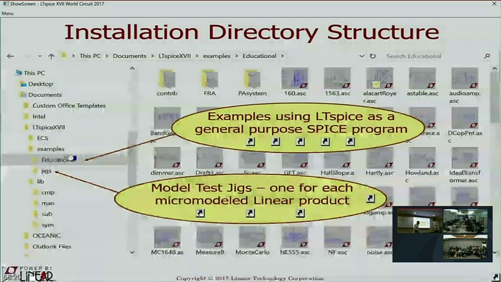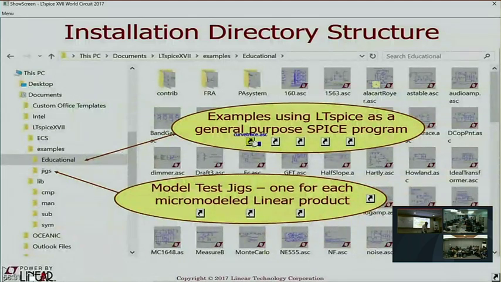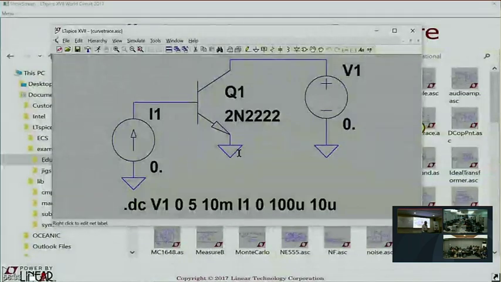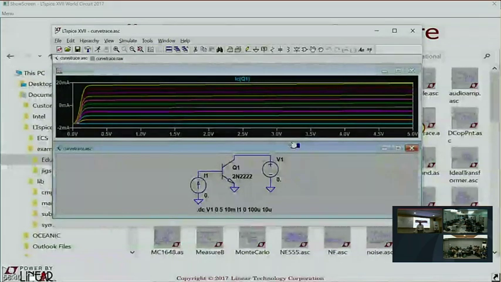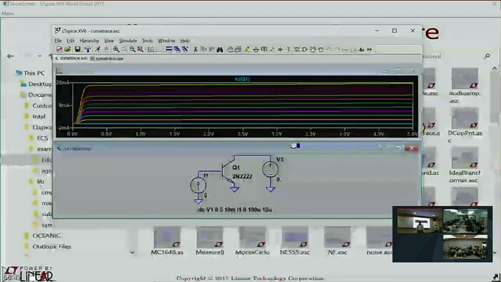Some of them are very simple, like there's one called curve trace, okay? It only has 3 components in the whole simulation. It shows you how to extract the output characteristics of a transistor. It's just there so you can see how to curve trace a transistor.